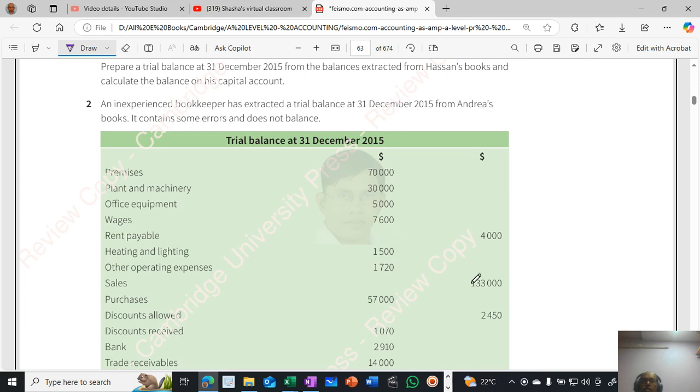Other operating expenses correct. Sales is correct. Purchases is correct. Discount allowed is an expense, it should come here, not here. Discount received is an income, it should not come here, it should come here.